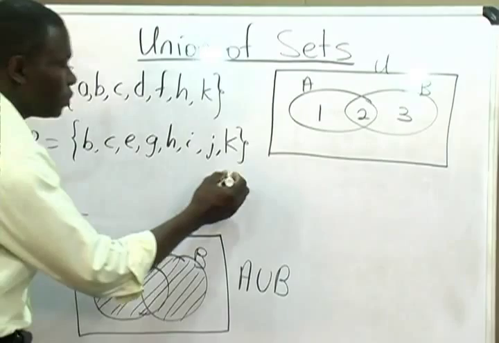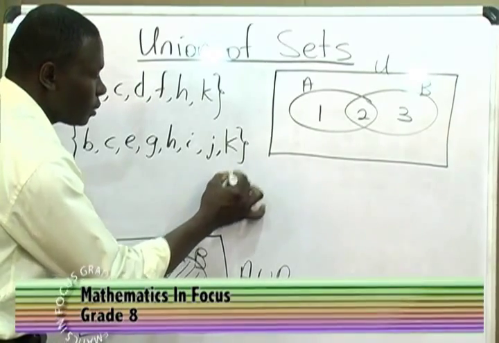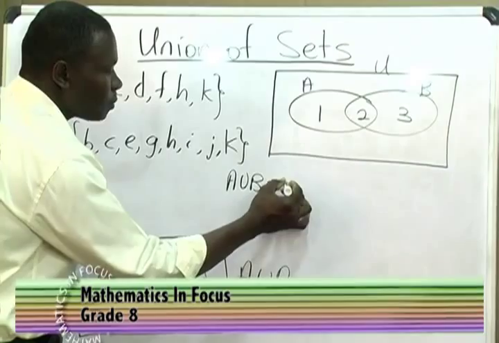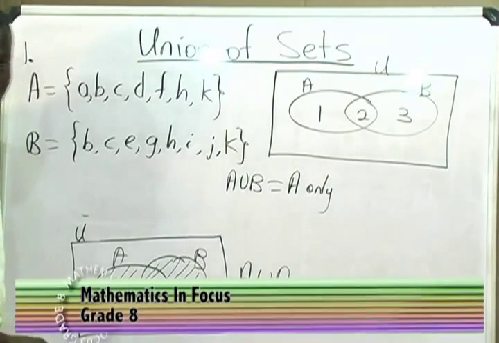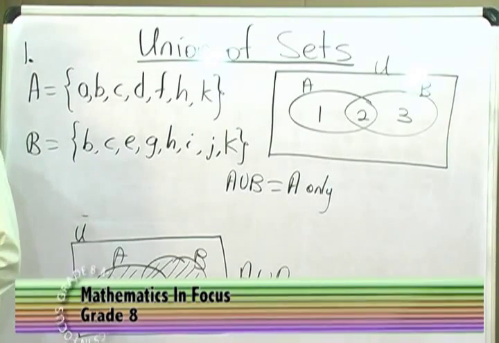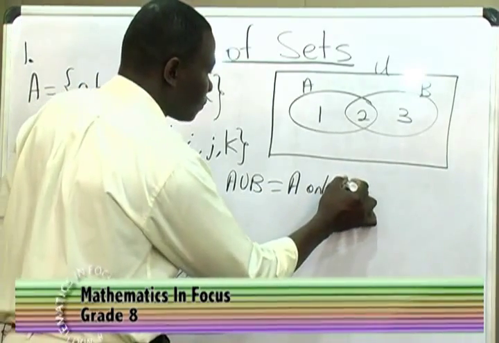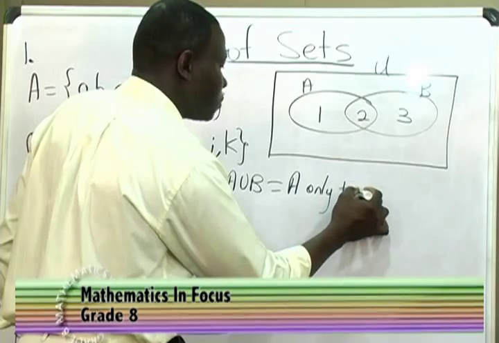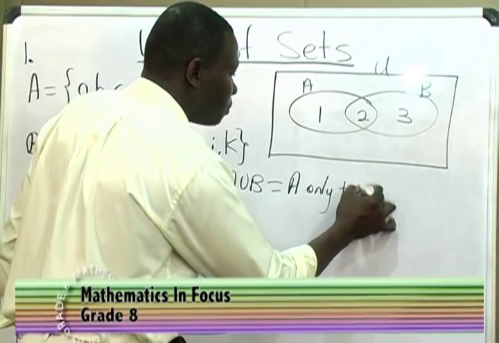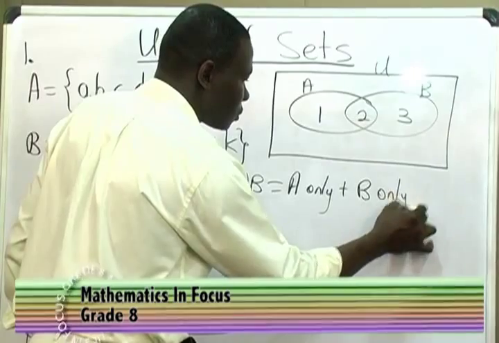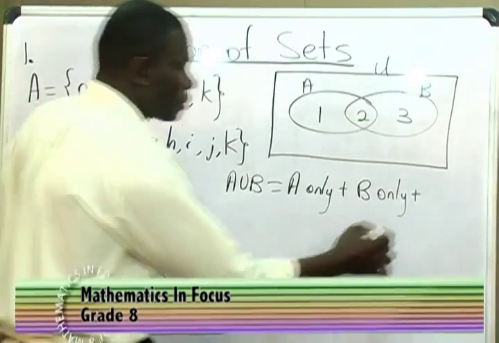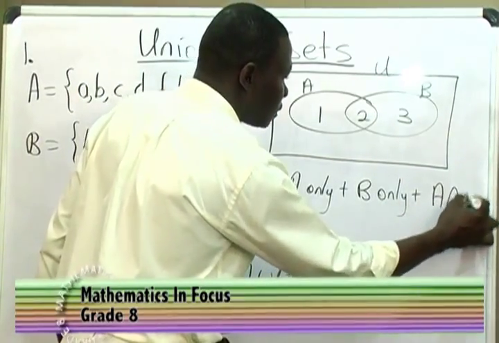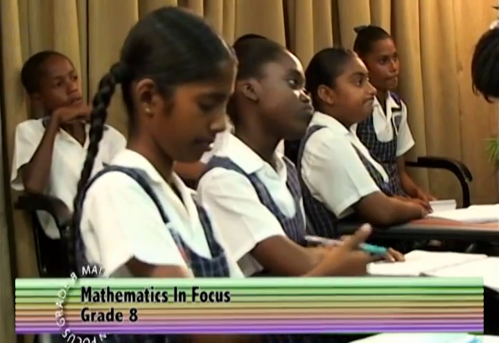So if we're going to list the union, then we can say that A union B is made up of A only, the elements of A only. Alright? What else can we say? A only plus what? Someone is saying B only. And we also have to add in the intersection, A intersection B.